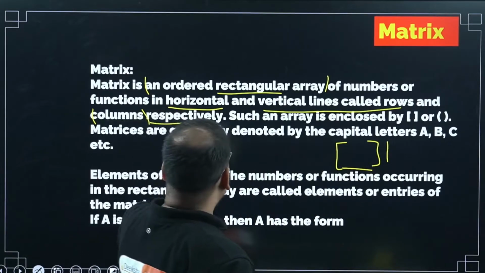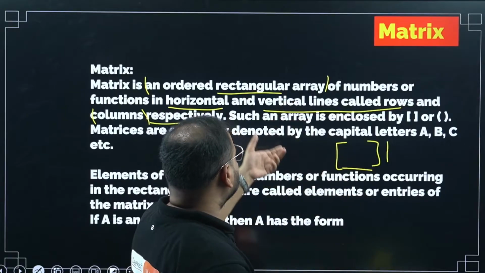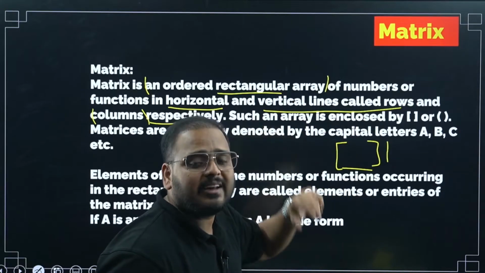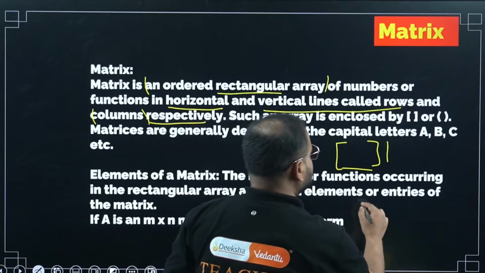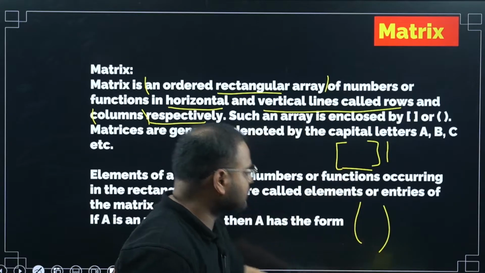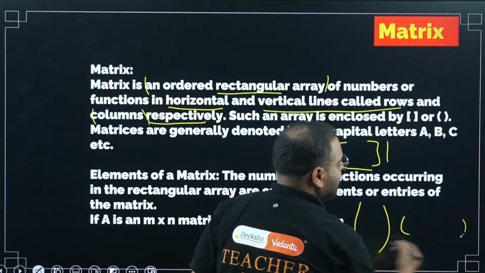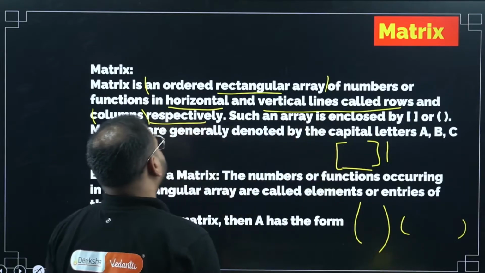So the horizontal lines where the data is arranged in the array are called rows, whereas the vertical lines where data is arranged, they are not actually lines, they are the data, meaning where the data is written like this, these are my columns. If the data is written like this, it is my row. Horizontal is row.